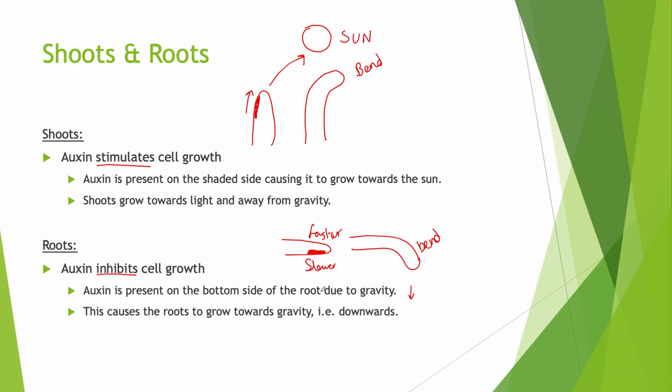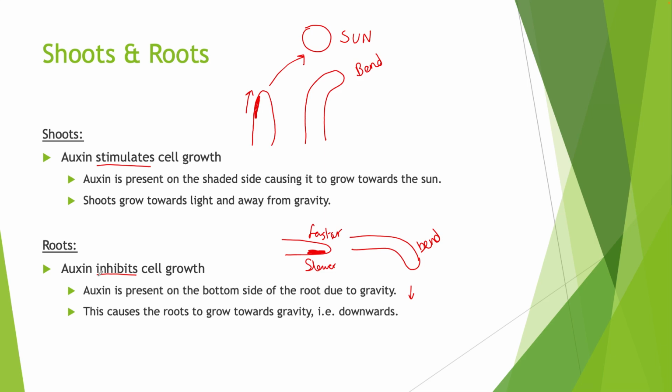Okay, so make sure you've learned that. It's a common exam question, and it could well be up on your Biology Paper 2 exam on the 9th of June. So shoots and roots, the key differences there. In shoots, auxin stimulates cell growth, and in roots, auxin inhibits cell growth.